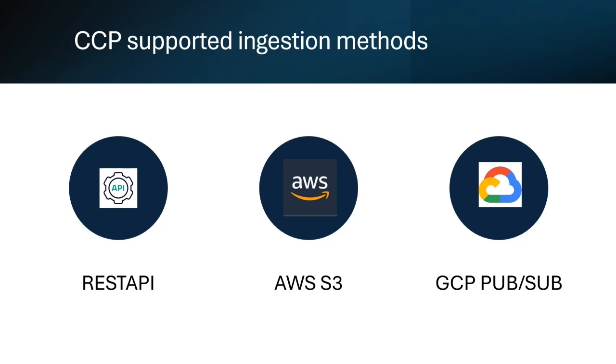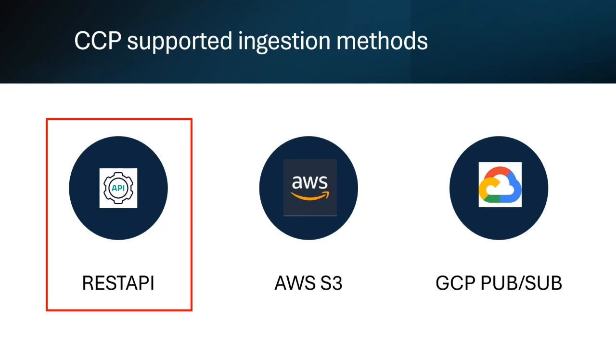Okay, CCP supports 3 different ingestion methods. One is from REST API, so you can point to an external third-party REST API endpoint and be able to bring data from that. But it also supports 2 other ingestion methods. One is using Amazon Web Services S3 buckets, and another one is using GCP Pub/Sub subscriptions. For today, we're going to focus on REST API only, but our intention is to do a webinar in a few months where we will also cover AWS S3 buckets and GCP Pub/Sub in detail.